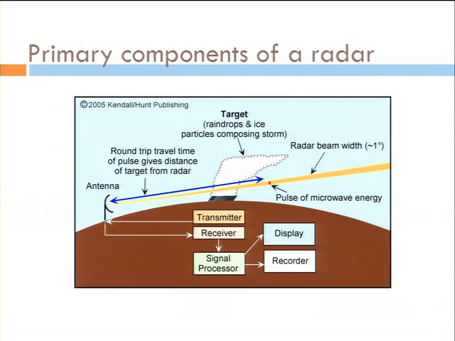So the primary portion of the radar is essentially the antenna and the receiving dish, right? And so that sends out a pulse. And one thing that you'll notice is that the pulse is actually angled slightly with respect to the ground. All right, so it's actually angled slightly upwards. So the further you get away from the radar, the higher in the atmosphere you're actually looking.